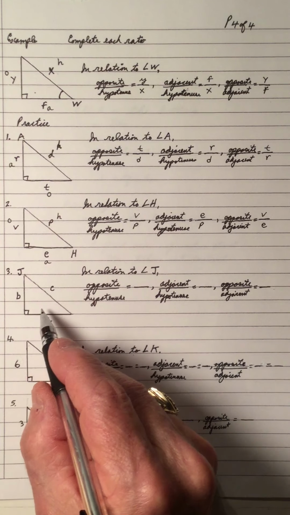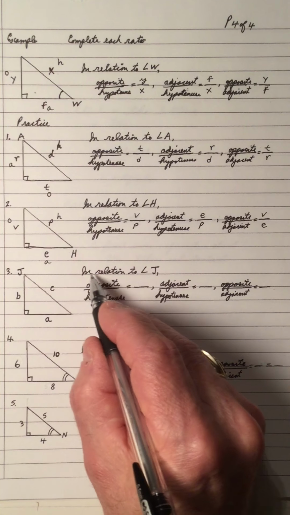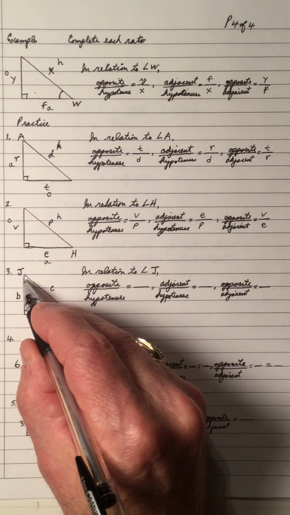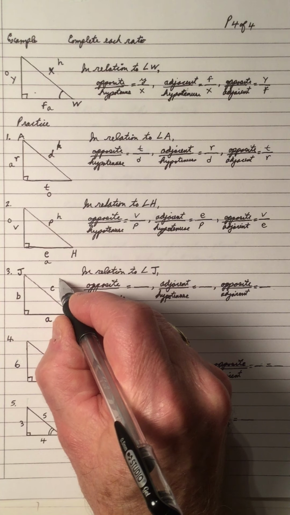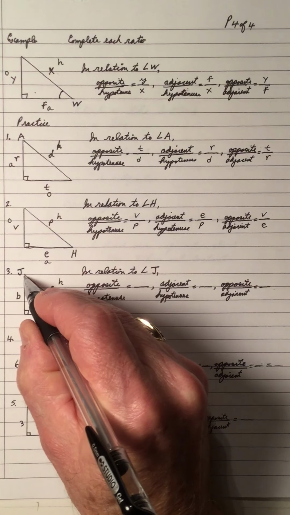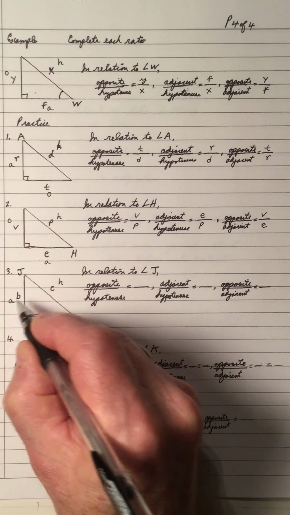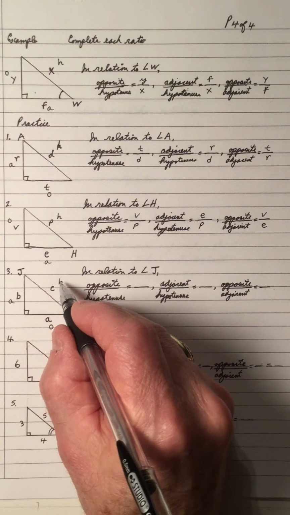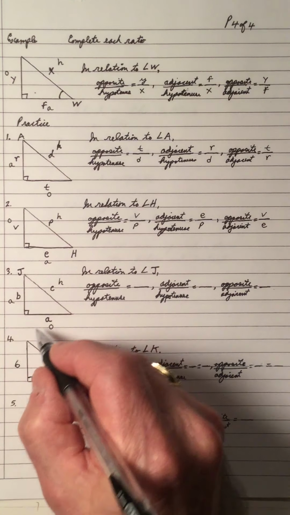Here we go. In relation to this triangle, here's this triangle we're going to use now, in relation to the angle J. So here's the angle J. So I always do the hypotenuse first. So that's the hypotenuse. This is the opposite side. This is the adjacent side. So I do the hypotenuse first. That means the other two are opposite and adjacent in relation to an angle.